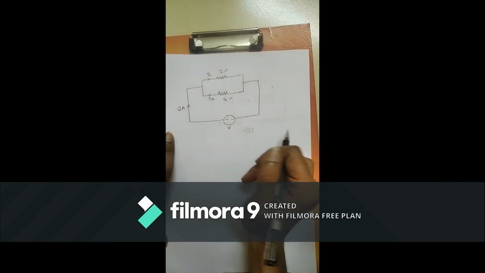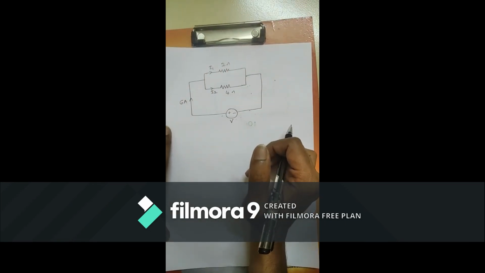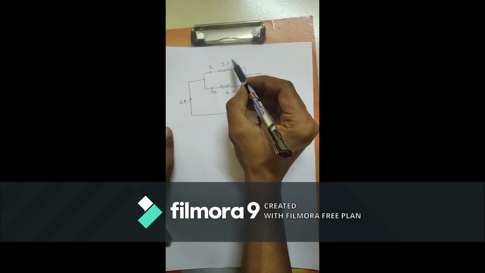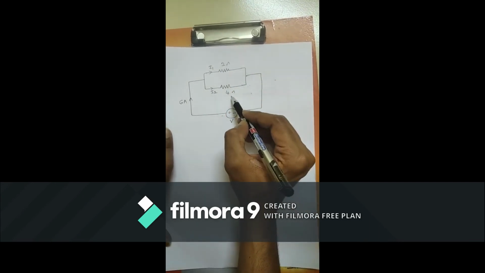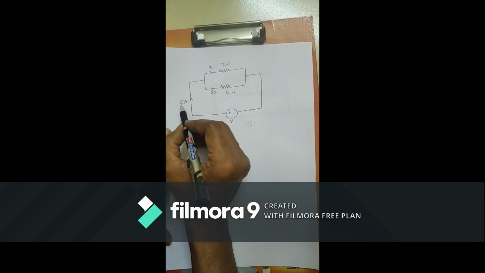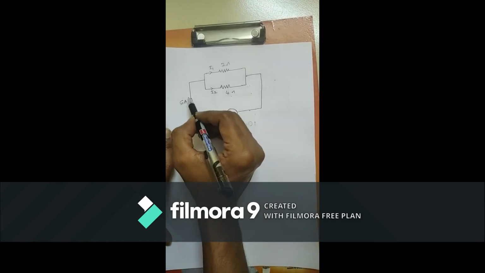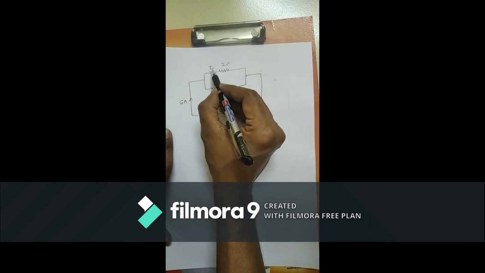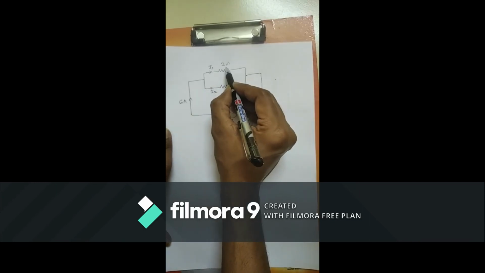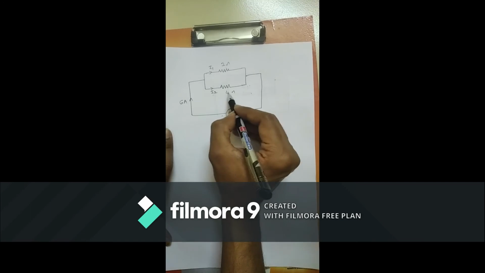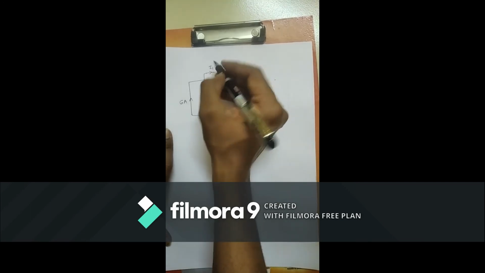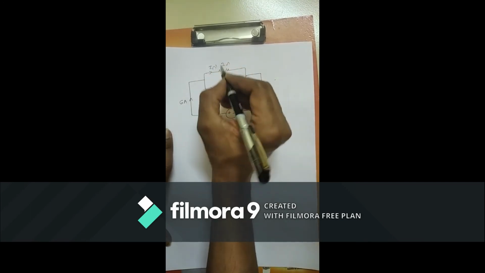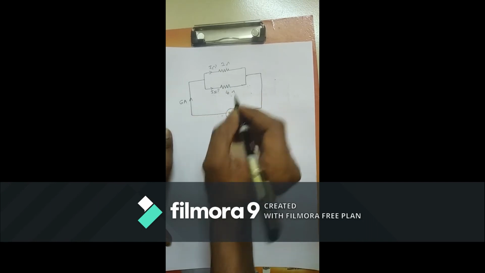So here I will solve one problem on current division rule. In this given network, 2 ohm and 4 ohm are connected in parallel, and I have a total current of 6 amperes. This total current of 6 amperes is divided into two branches: current I1 along the 2 ohm resistance and current I2 along the 4 ohm resistance. I have to calculate these branch currents I1 and I2.